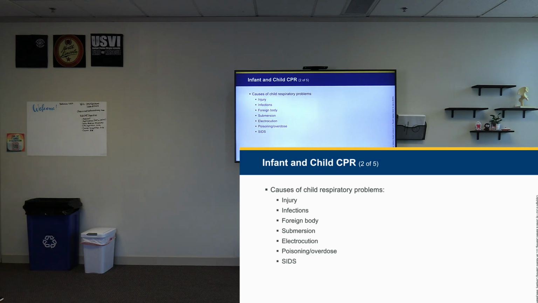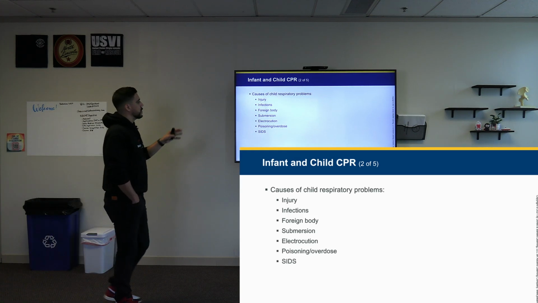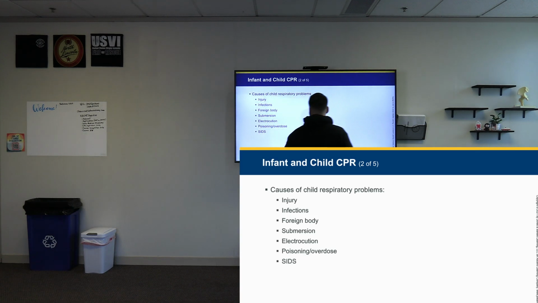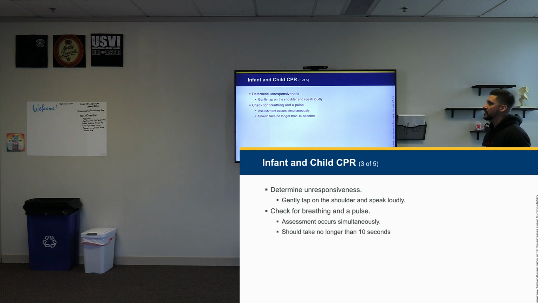So some possible causes of respiratory problems: injury, infections, foreign body, i.e. they choked on something, submersion, getting underwater, things like drownings, electrocution, poisonings or overdose, or SIDS, sudden infant death syndrome. All of those are potential respiratory problems we'll see.